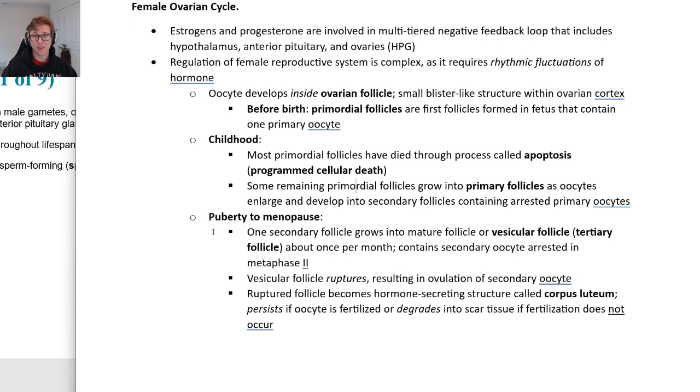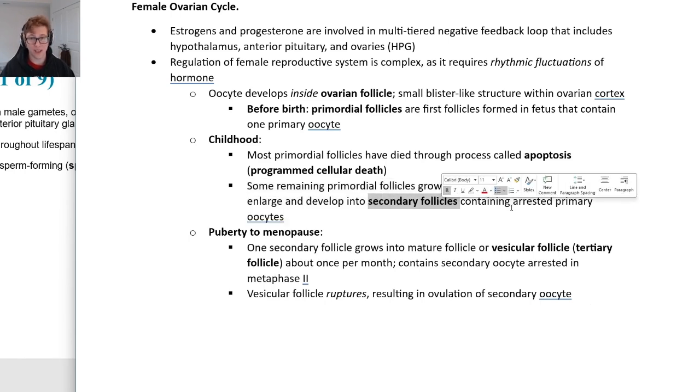Now, some of them grow into secondary follicles as oocytes enlarge and develop, containing arrested primary oocytes. Now, arrested is not that they committed a crime and they're in jail, but it is similar to arrested where their progress is stopped. In childhood, these follicles have to be arrested because, one, you haven't gone through puberty, so you don't have the body to support those oocytes. And if not, you would essentially just be tossing eggs into the wind. They wouldn't be able to stick, they wouldn't be able to get fertilized. It would be essentially a waste of all of the work that the body is trying to do.